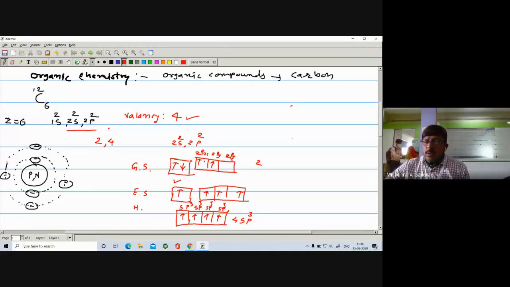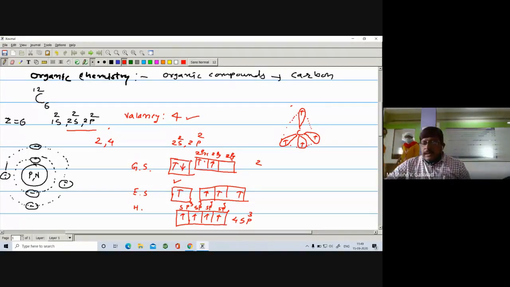And if you see the geometry of this one, you have such a geometry. There is a carbon at the center, and there are 4 orbitals: 1, 2, 3, and 4. In each orbital there is 1 unpaired electron, and this is the valency of this carbon. It is tetrahedral in nature. So you have such a geometry, right?